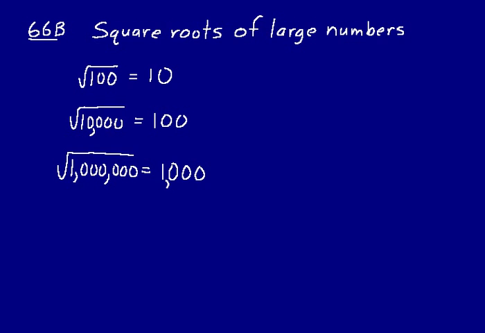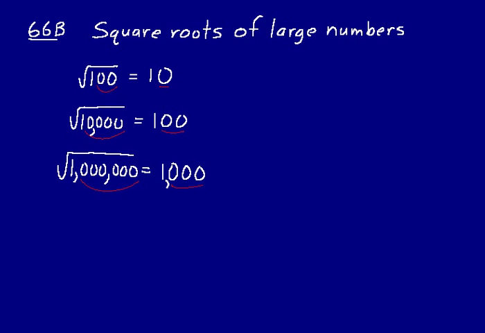So do you see the pattern here? When you have an even number of zeros under the radical sign, when you move that out, you just end up with half that number of zeros. See, like you had 2 here, 1 here, 4 here, 2 here, 6 here, 3 here. So that pattern is something to try to remember.